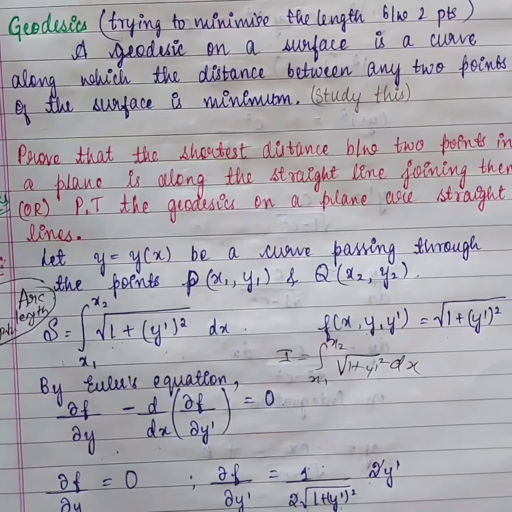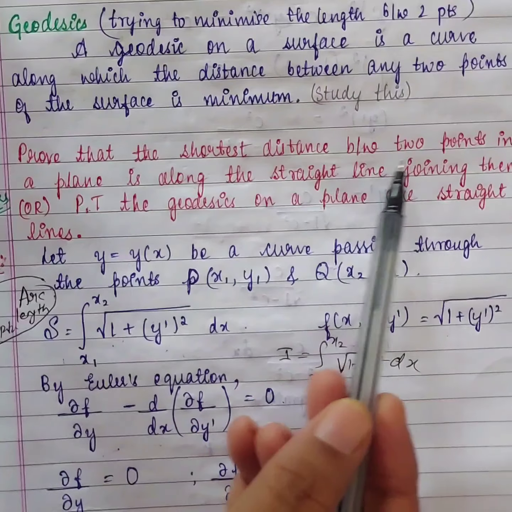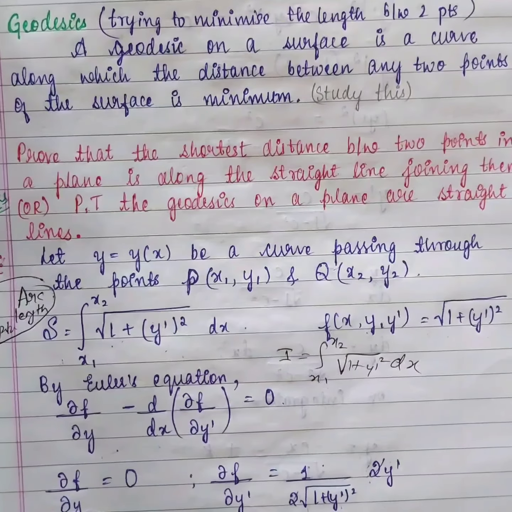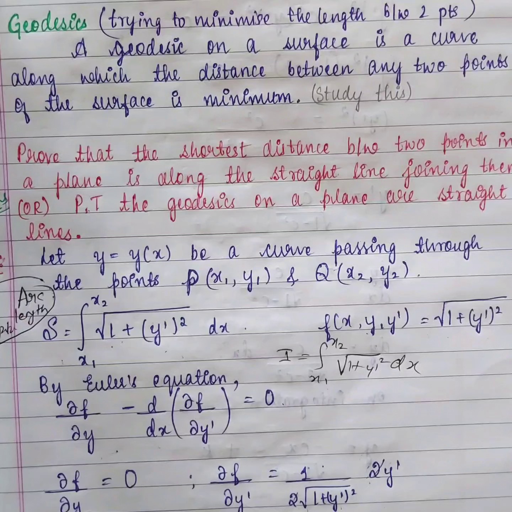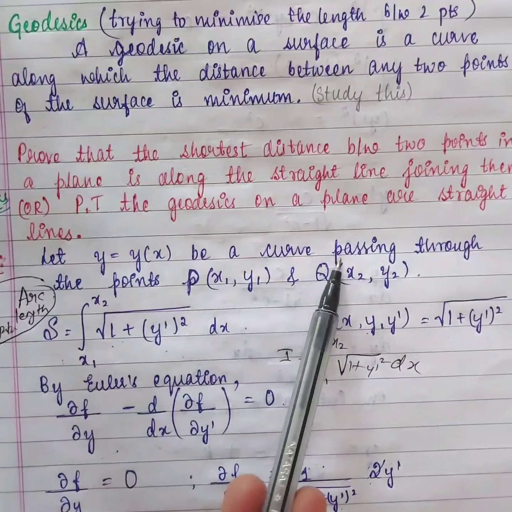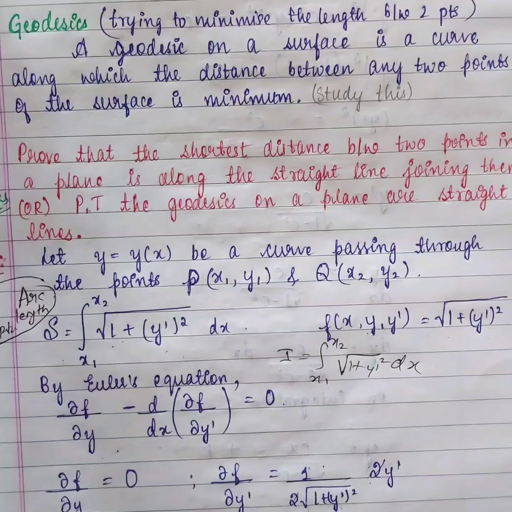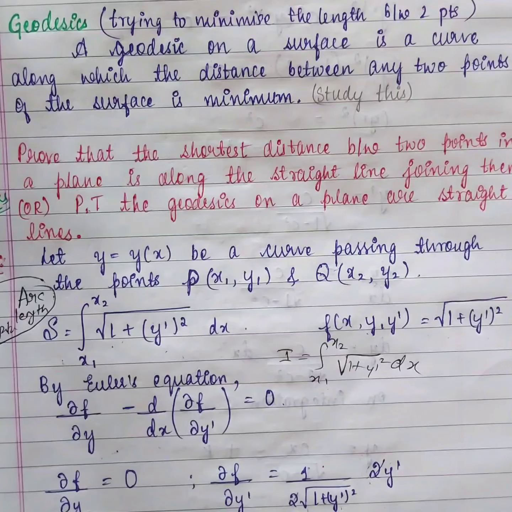See this. Prove that the shortest distance between 2 points in a plane is along the straight line joining them. Or they can ask this question like this: prove that the geodesics on a plane are straight lines. Now let's see the proof. Y is equal to y of x, a curve passing through the points P of x1, y1 and Q of x2, y2. Now we don't know what the function is, or we don't even know what the functional is.